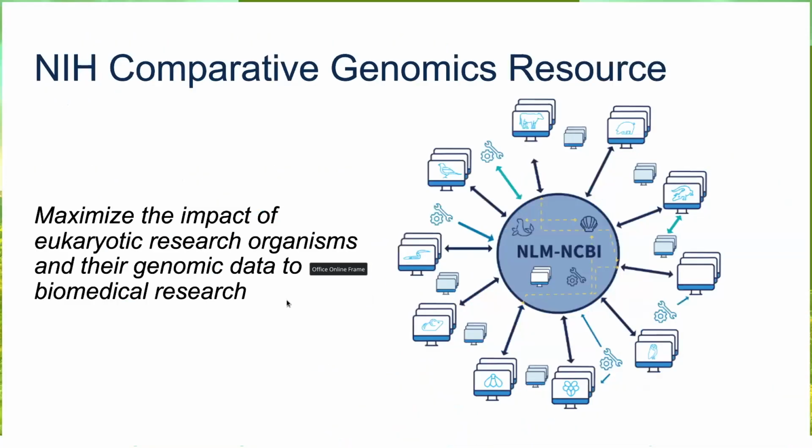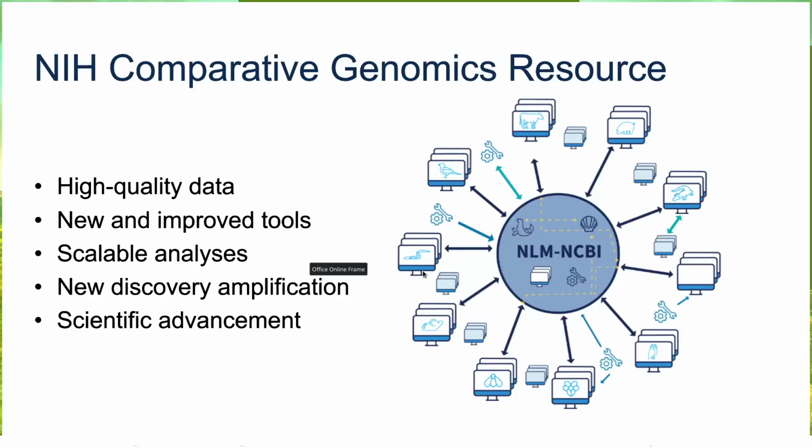I'm going to first start by introducing the NIH Comparative Genomics Resource, CGR for short. This is an NIH project that was established to facilitate reliable comparative genomics analysis for all eukaryotic organisms in collaboration with the genomics community. NCBI, as part of NLM, National Library of Medicine, is charged with leading the development of CGR and engaging genomics communities, with the vision to maximize the impact of eukaryotic research organisms and their genomic data to biomedical research.